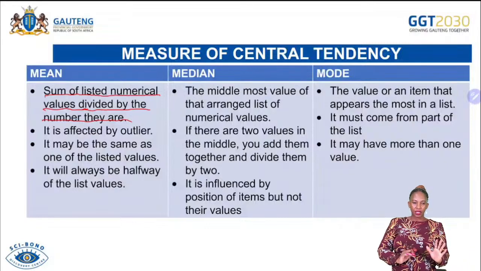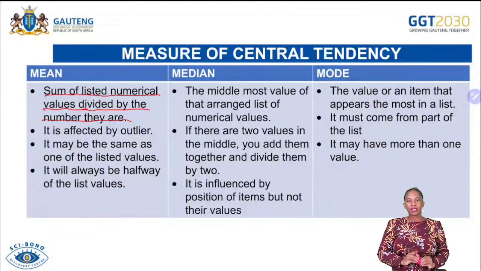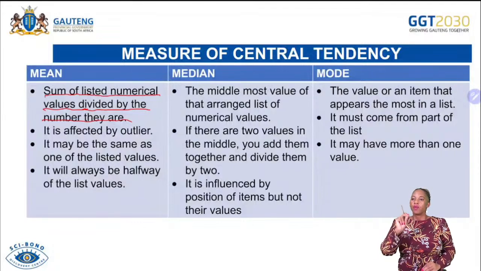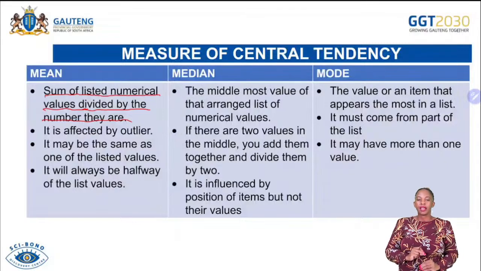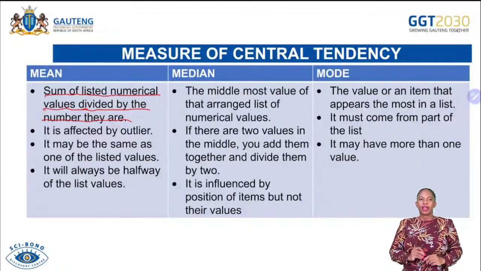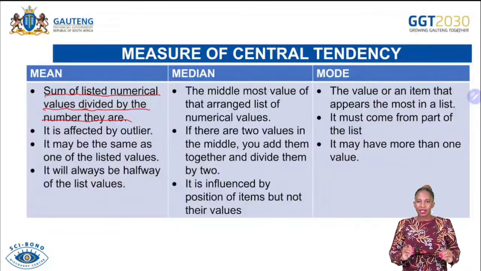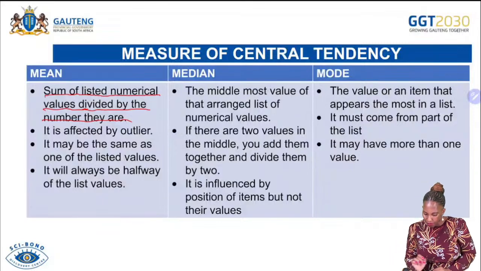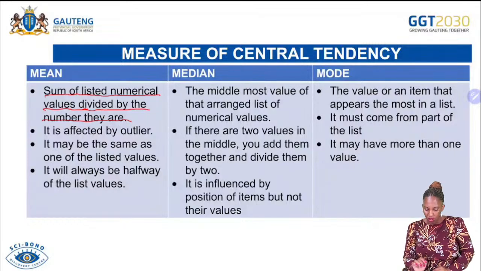So if in a class you are 30 and your teacher takes your shoe size, she asks, Mpho, what is your shoe size? Mpho will say size 3, and then Pule size 5, Peter size 7, and then Nombulelo size 10. Different shoe sizes. She collects that data set, and after collecting, let me just quickly do an example here, but we are still going to do it in detail so that you understand when I say the sum of the listed numerical values divided by the number they are.